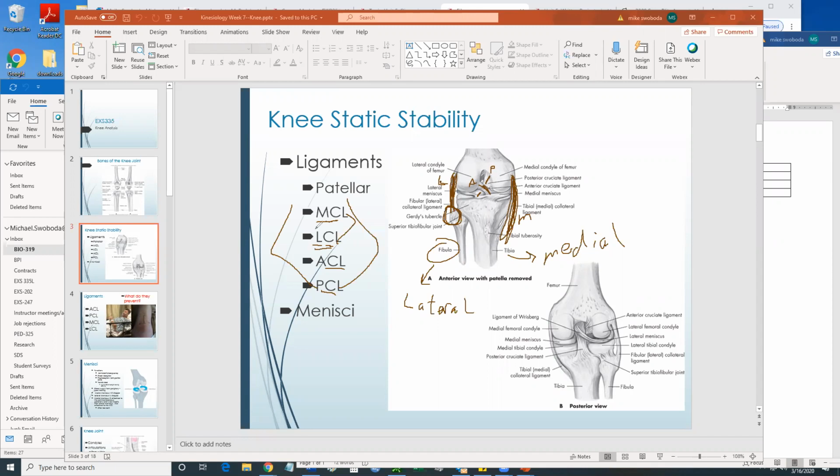So collateral ligaments prevent you from going left and right. So your MCL and LCL stop your knee from going this way or this way. Your ACL and PCL are cruciate ligaments. Cruciate means cross. So you see how they form a cross here. ACL ends in the front. So PCL ends in the back. These prevent anterior and posterior movement. So they prevent you from going that way and that way.